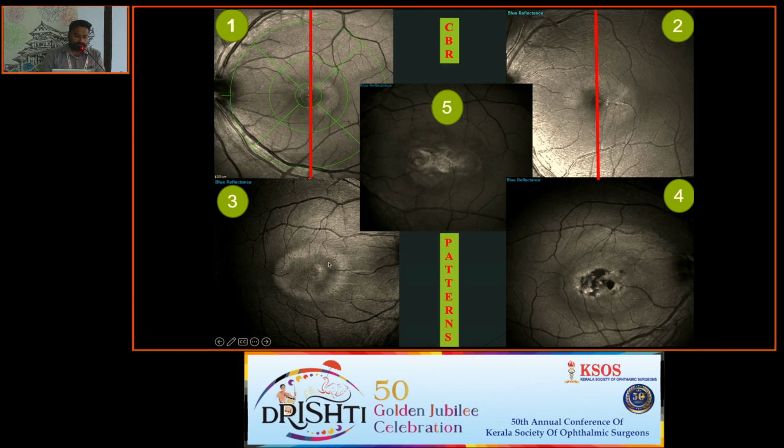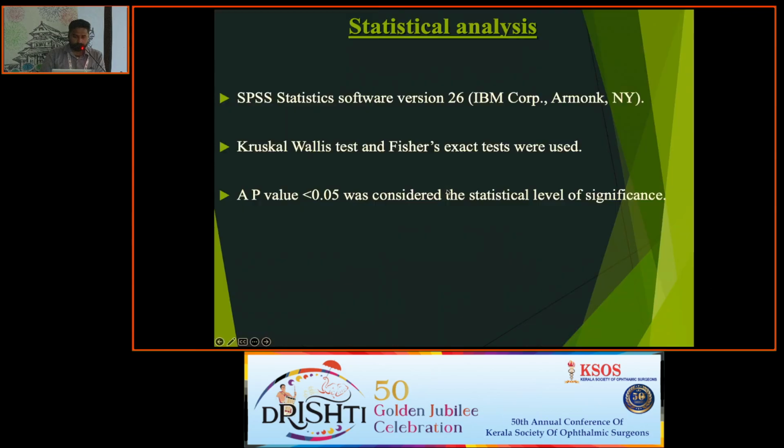In the third pattern, we have the complete ring pattern in which the outer and inner borders of the reflectance appear uniform. The fourth is a broad pattern in which the predominant changes extend towards the foveal center. It could have a mixed pattern of reflectance, either hyper mixed with hypo. And the fifth is the irregular pattern, in which none of the above reflectance patterns are followed.